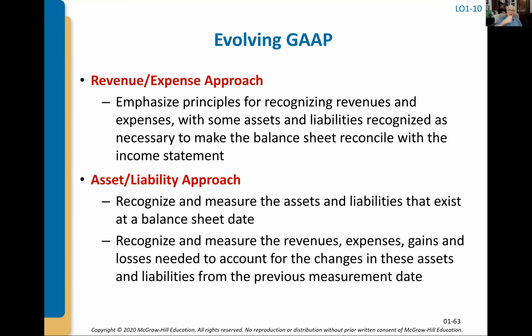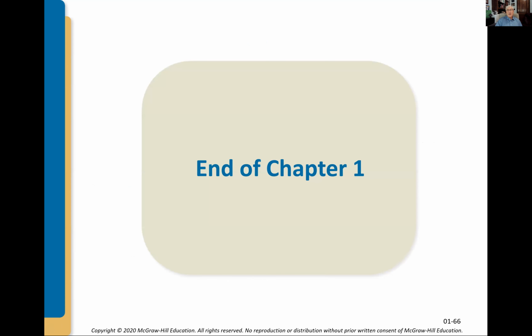GAAP is evolving. Do you look at the income statement first, or do you look at the balance sheet first? There are values of both. A lot of people would rather recognize the assets and liabilities at the balance sheet date and let the changes in those hit the income statement. The other approach would be to look at what is the right income statement approach and let those changes reflect the balance sheet. And I think you'll see there are some compromises in GAAP that allow both to be right, but at many times there's a compromise.